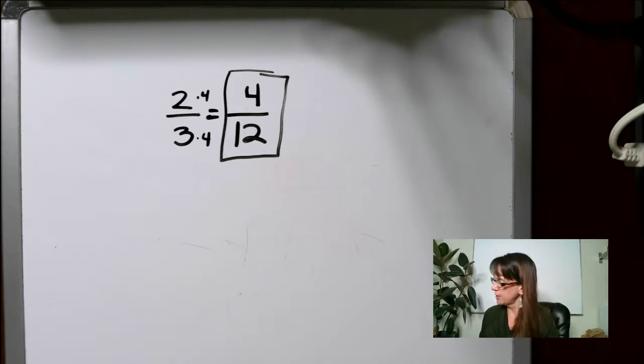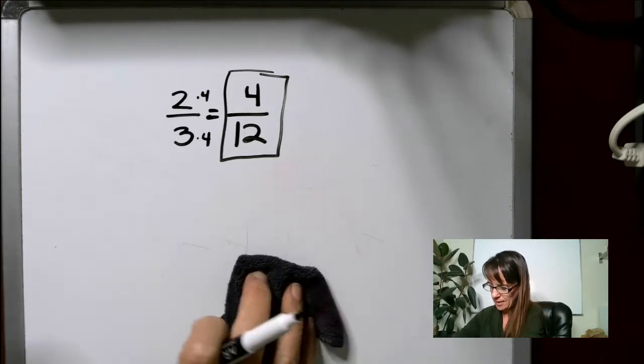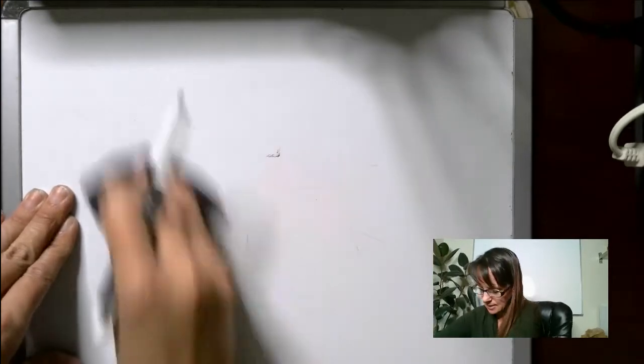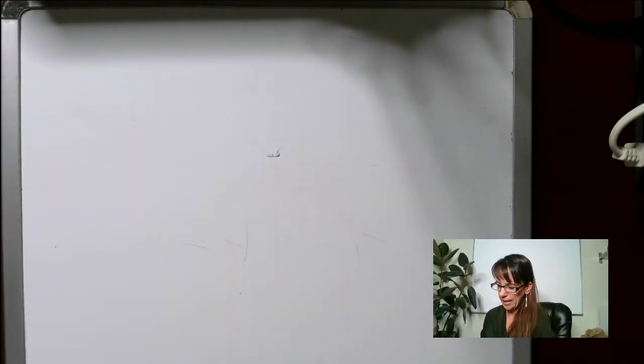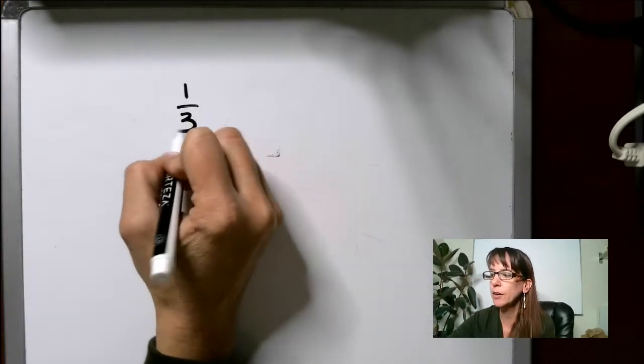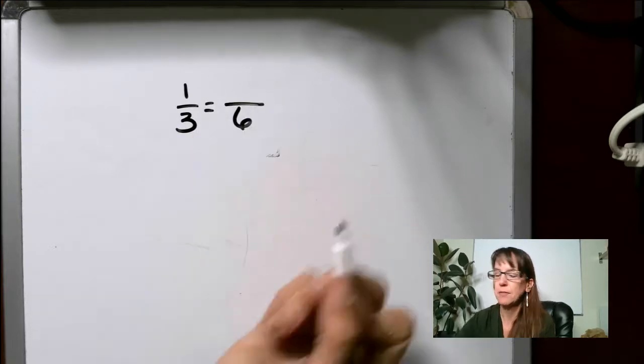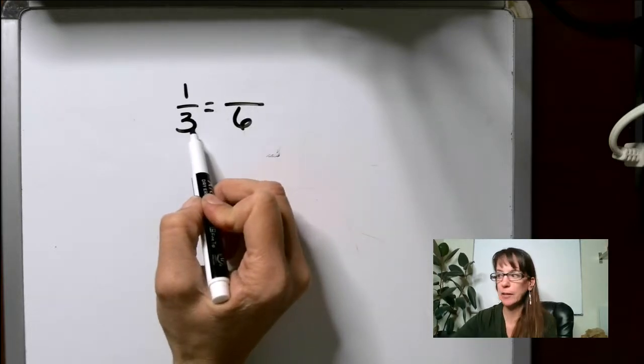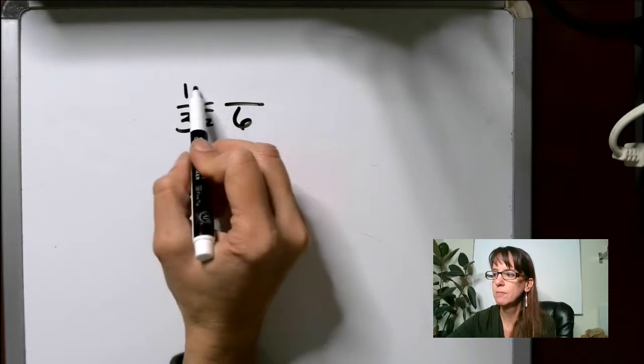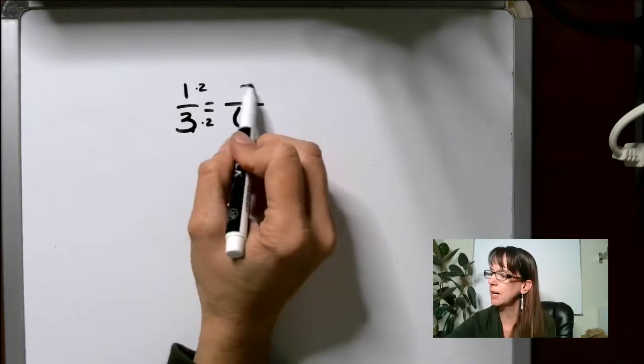Okay, so let's look at example number 2. It says, find a fraction equivalent to 1/3 that has a denominator of 6. What do I need to multiply 3 by to get 6? 2. What do I do on the bottom? Gotta do that on the top.